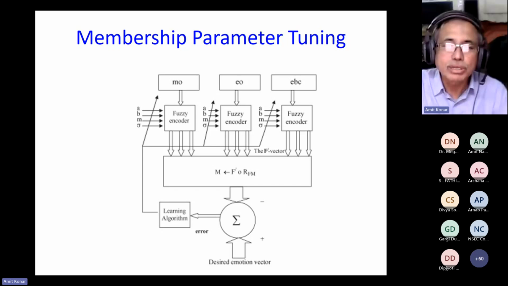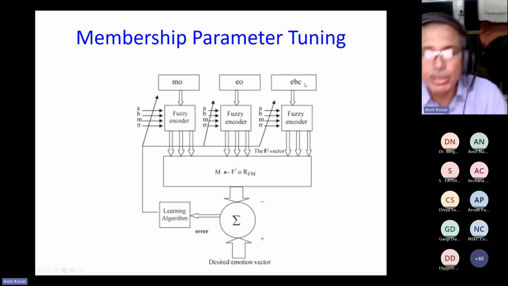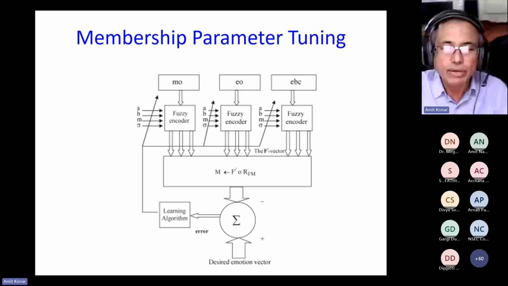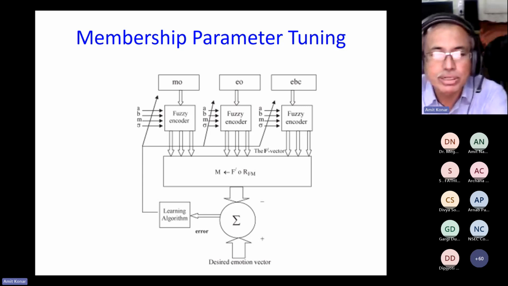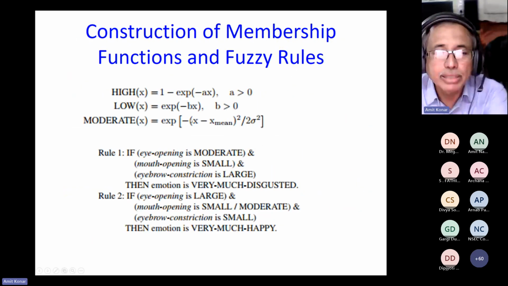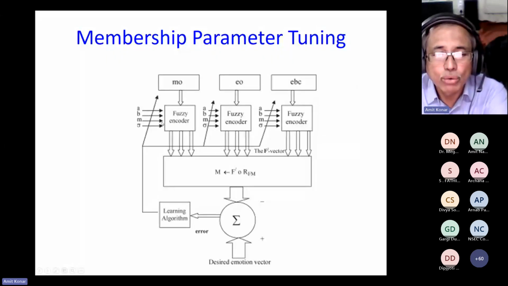Okay. So basically, once you obtain mouth opening, eye opening, and eyebrow constriction from the actual image, and we recognize the emotion, there may be some errors. The errors are due to the choice of the parameters A, B, M, and sigma in the expressions here: A, B, sigma, and X mean. X mean is M actually. So the question is, in order to correctly get the emotion, we need to adjust the parameters. But how will you adjust it?